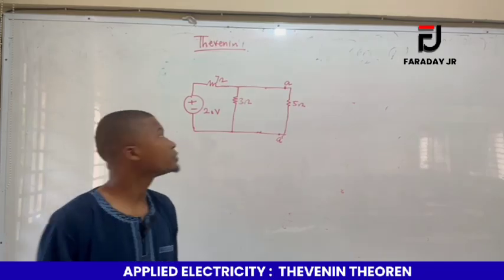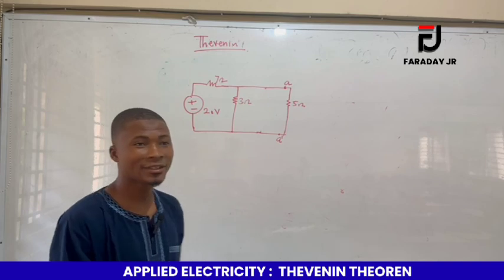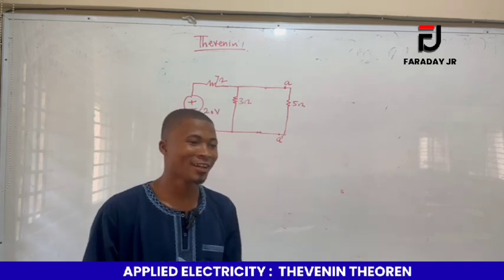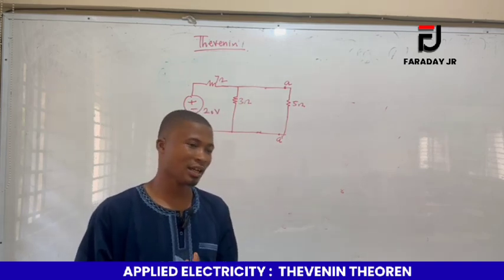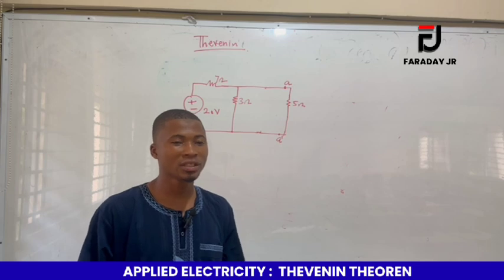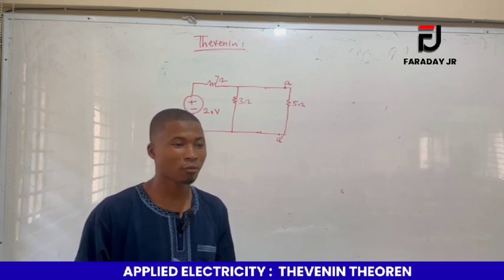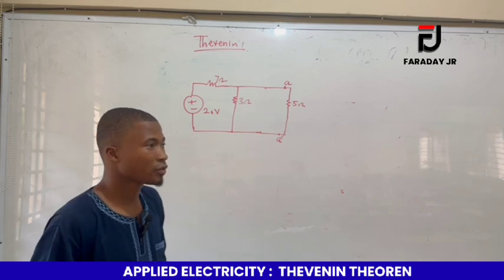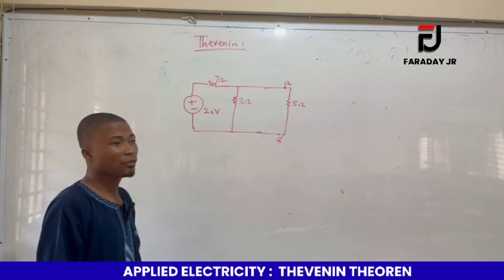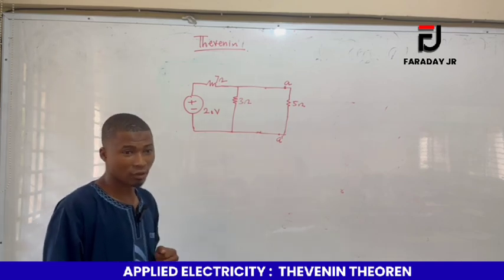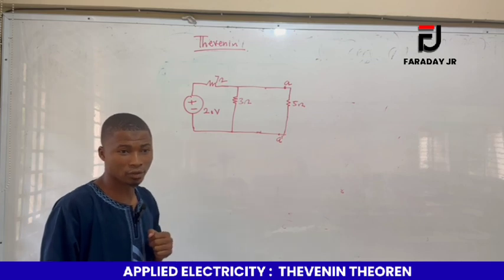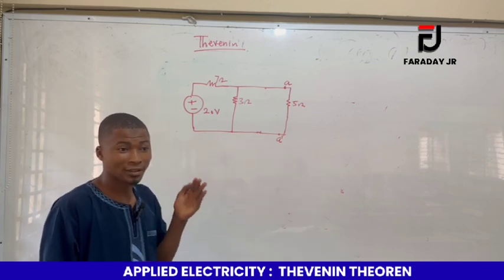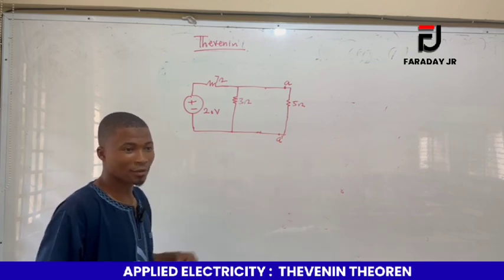Okay, so we are starting with Thevenin's theorem today. Thevenin's and Norton's are just like friends, the only difference being that it is more or less like source transformation. Whenever we do source transformation, anytime we have a voltage source in series with a resistor, we can transform it into a current source, and the current source will be in parallel with the resistor.